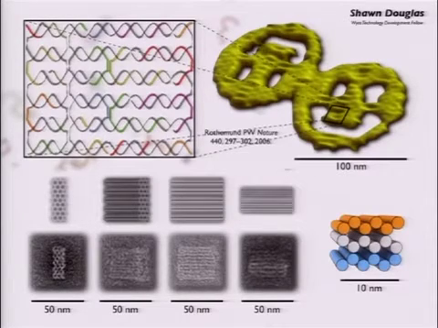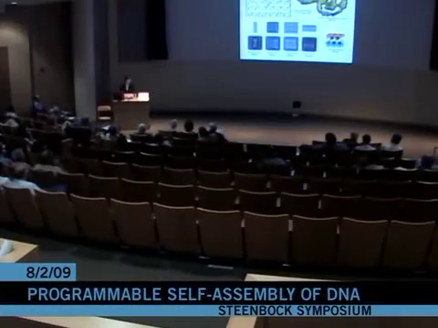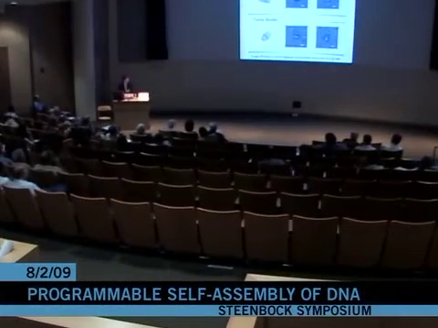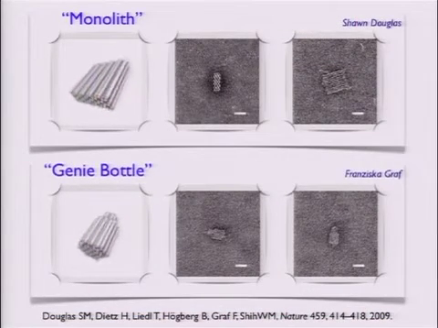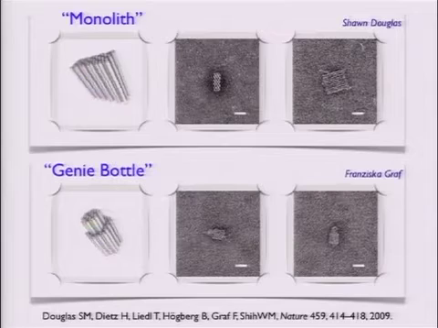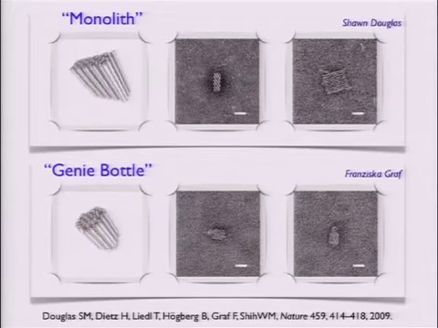And so now what I'm going to do is to show you a series of different shapes to persuade you of the generality of this method for fabricating three-dimensional structures. This is the structure I just showed you. We call it the monolith. It has the predicted dimensions of about 12 nanometers by 36 nanometers by 36 nanometers. This scale bar here is 20 nanometers.